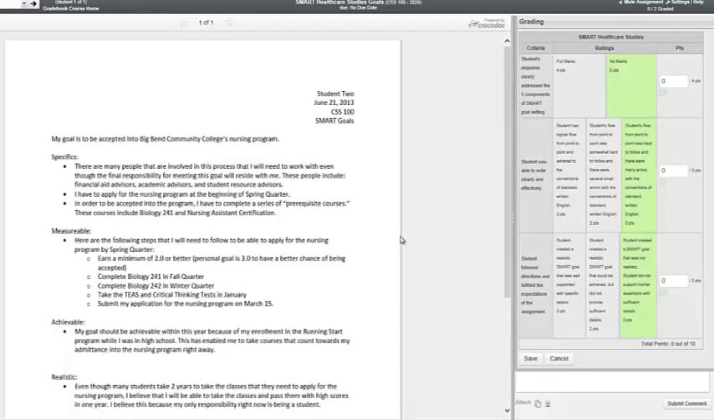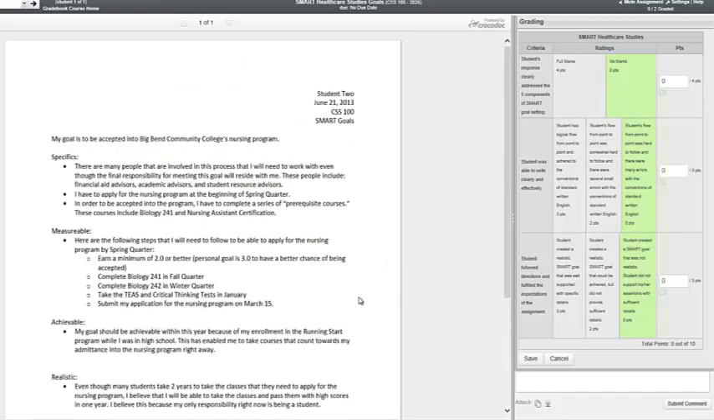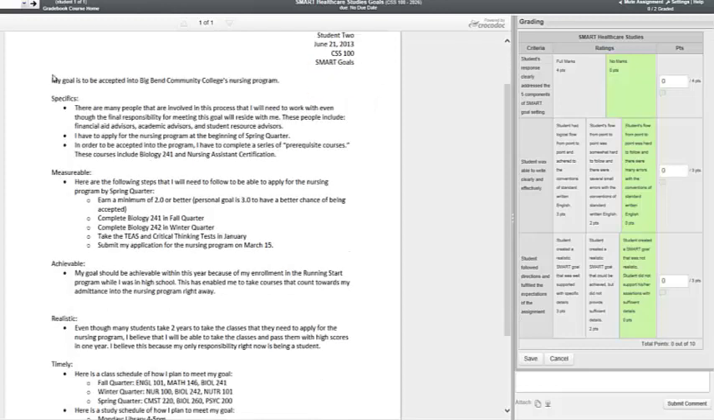Immediately when I pull up test student number 2, I can see that they put a lot more work into this assignment. One of the things that stands out immediately is the organization. I know what their name is, and I also can tell that they did achieve the 5 components of SMART goal setting. It's easy to see because they listed it specifically. Specific, measurable, achievable, realistic, and timely.